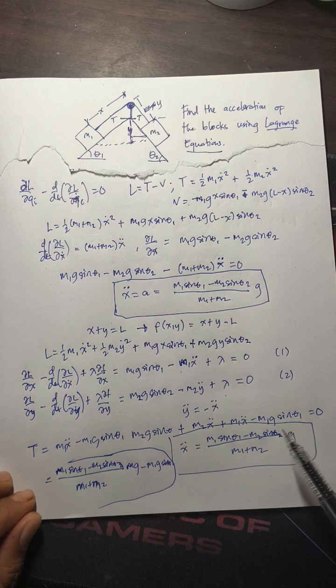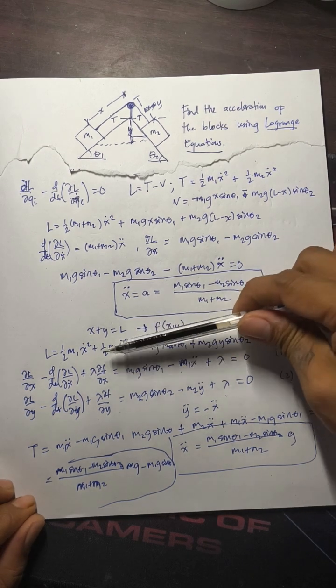So that's all. That's the advantage if you use the Lagrange multiplier form.